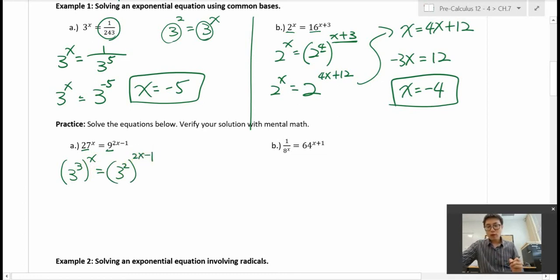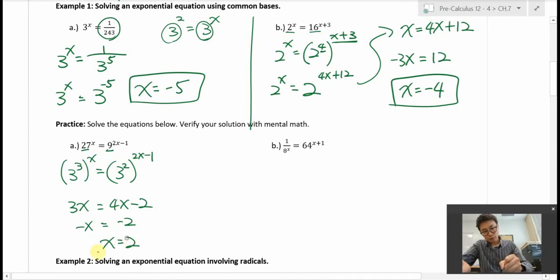Okay, now you can see both sides of the equation would have base 3 now. So these are the exponents back to back, so really just multiply them together. That's 3x. On the right hand side, 2 times 2x minus 1 is 4x minus 2. Again, be careful, not just minus 1. You can solve for x, minus 4x on both sides. You get negative x equals negative 2, divided by negative 1. Oops, x equals 2. Okay, hopefully that's what you got.